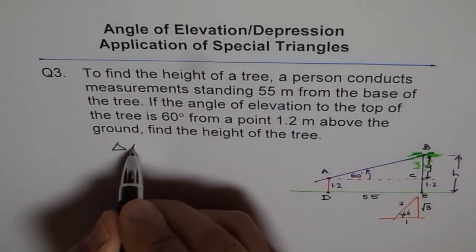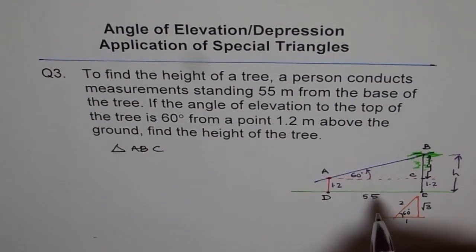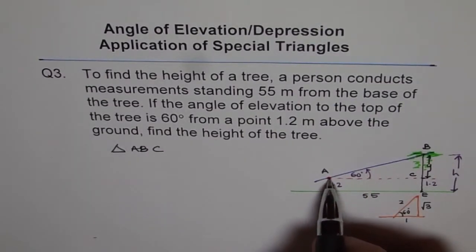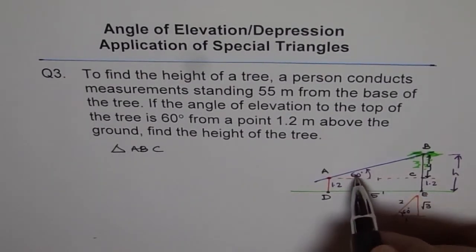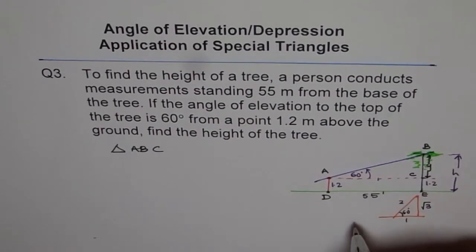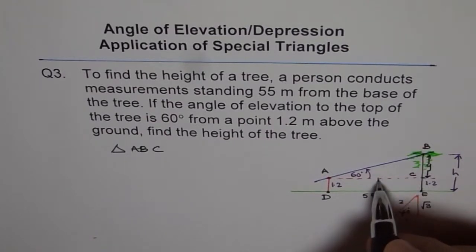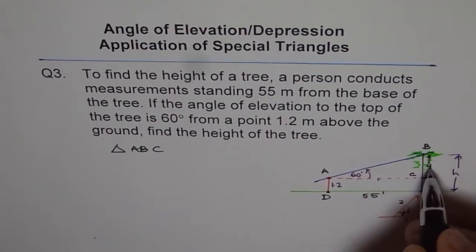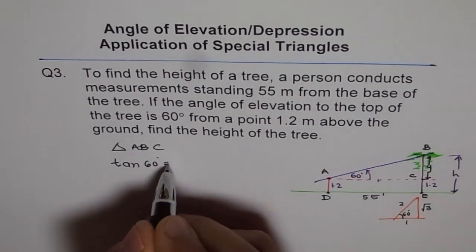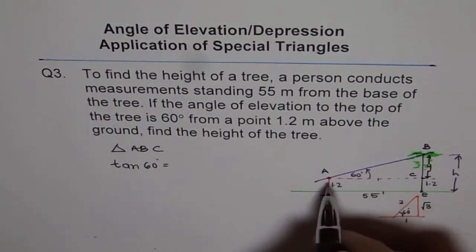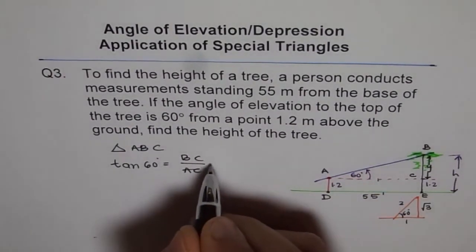So we're considering the triangle ABC, and in this triangle, what do we know? We know two things. One is we know the distance between A and C, because that is going to be equal to 55, same as this. And we know the angle. And what we need to find is the opposite side. So when we need to find the opposite side and we know the adjacent, the trigonometric ratio which relates opposite with adjacent is tan. And therefore, we can write tan of 60 degrees is equal to BC, this height, over AC, the distance between them.